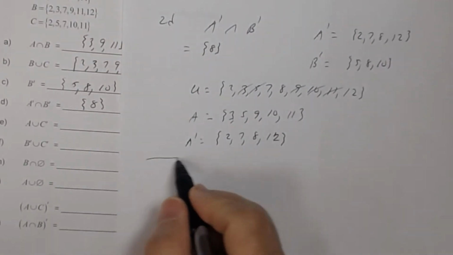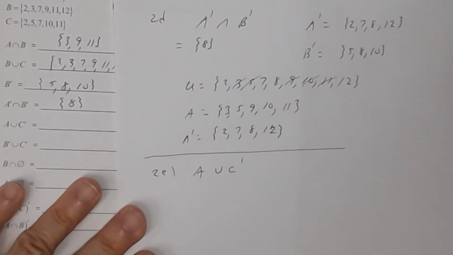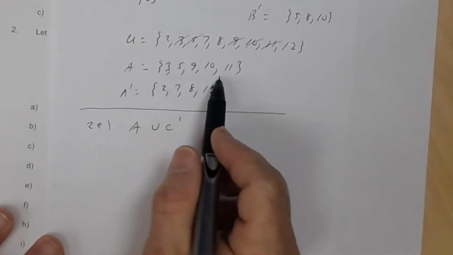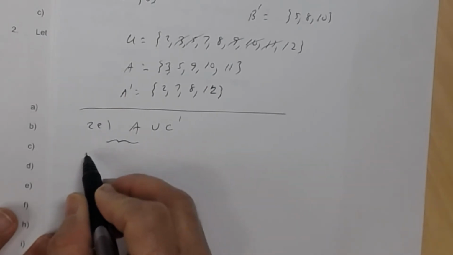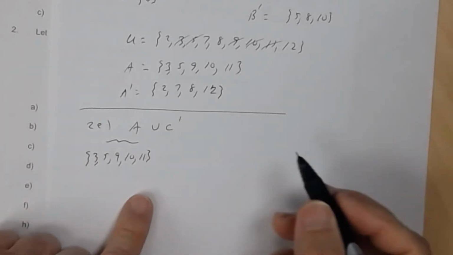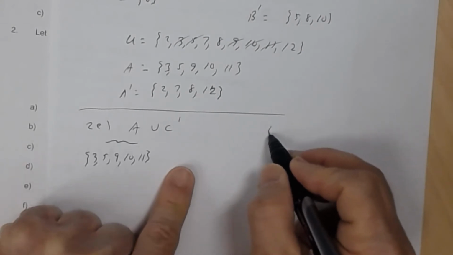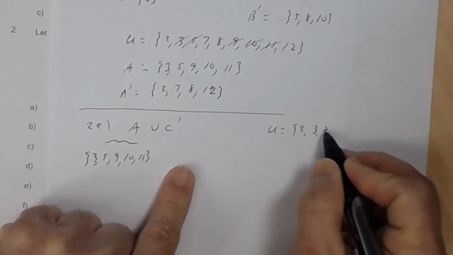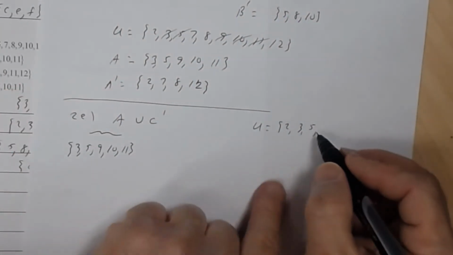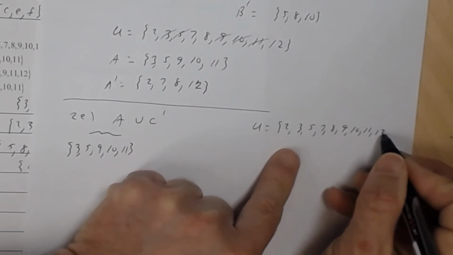All right, E. So 2E, you want to find A union C complement. Well, I know A, so A is this. I'm just going to go ahead and list it. Here's A: 3, 5, 9, 10, 11, right? Let's find C complement, same thing we did with finding A complement. So here's my universal set: 2, 3, 5, 7, 8, 9, 10, 11, 12. I thought 4 was in here, but 4 is not in here.